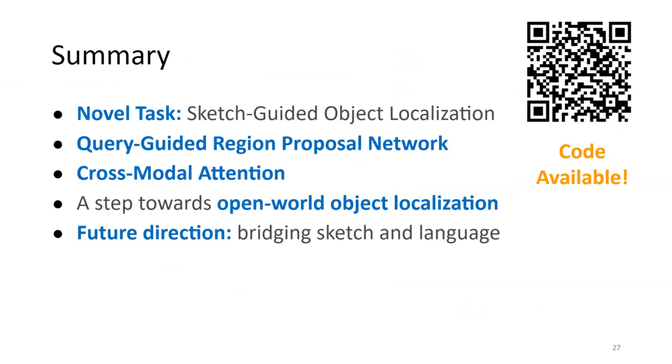To summarize, we propose a novel task of sketch-conditioned object localization. Towards solving this problem, we propose a query-guided region proposal network, which utilizes cross-modal attention, which is effective in generating region proposals that are relevant to the sketch query. It is a step towards open world object localization. In future, we want to incorporate object attribute and semantic information in the form of natural language in the sketch-conditioned object localization framework. Thank you.